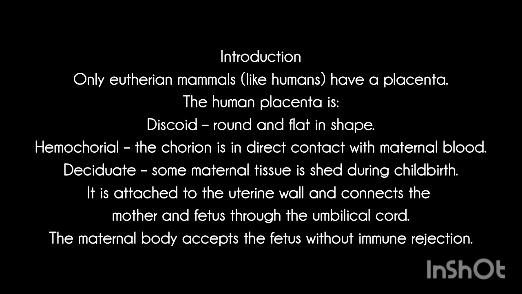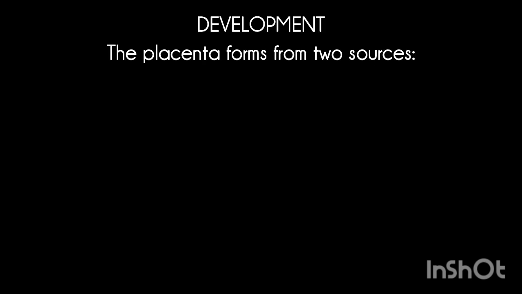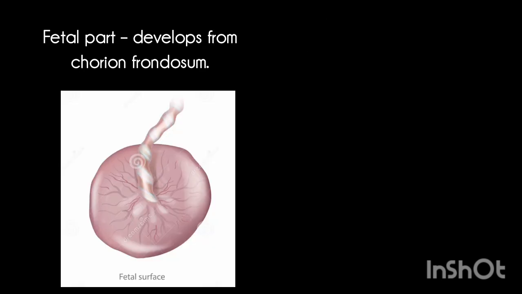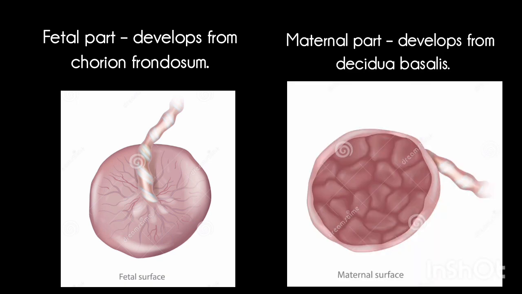The maternal body accepts the fetus without immune rejection. Development. The placenta forms from two sources. 1. Fetal part, develops from chorion frondosum. 2. Maternal part, develops from decidua basalis.